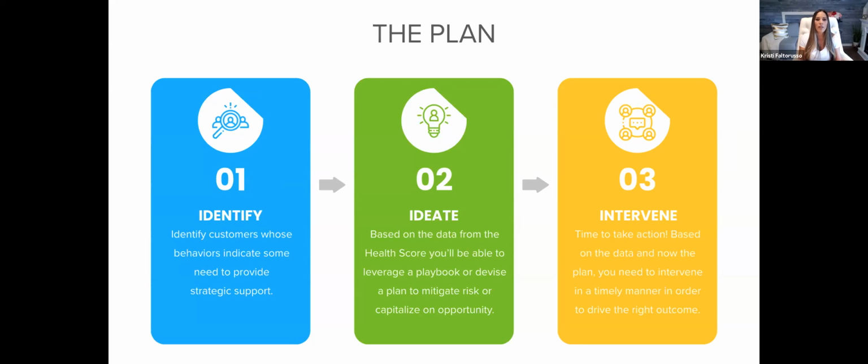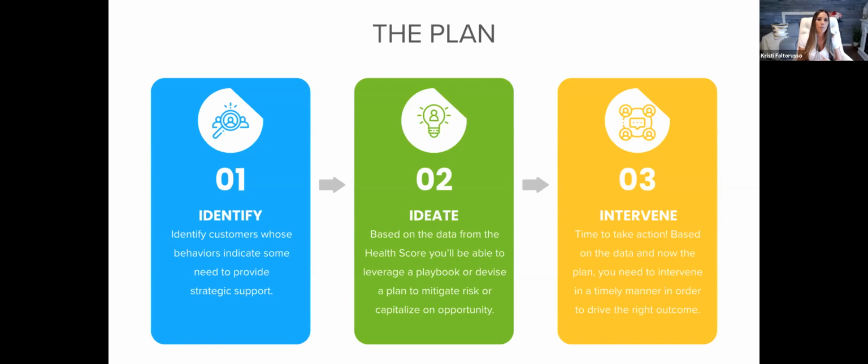And so that second one is ideate, right? You've got to figure out, are there playbooks that I should be deploying? Do I have to come up with a get well plan? Is there a save plan required because we're too close to the renewal, right? Can I capitalize on the opportunity? But this is where you got to develop those next steps. So this is all about preparing to take action, because you have to prepare before you just start doing things. So this is you ideating, coming up with, okay, well, what do we do now?